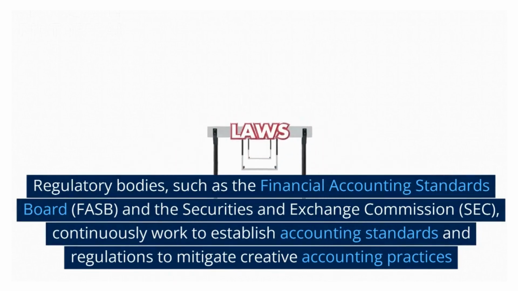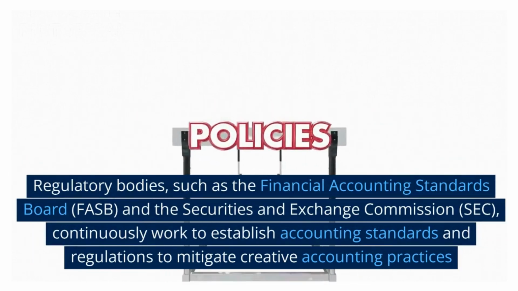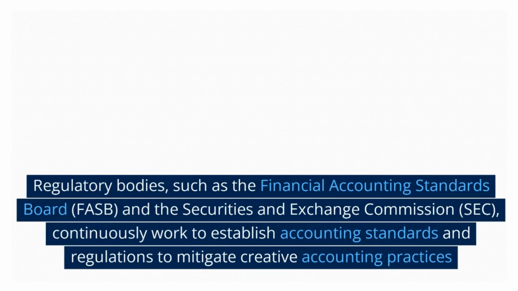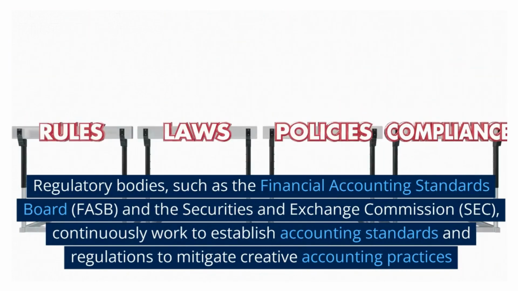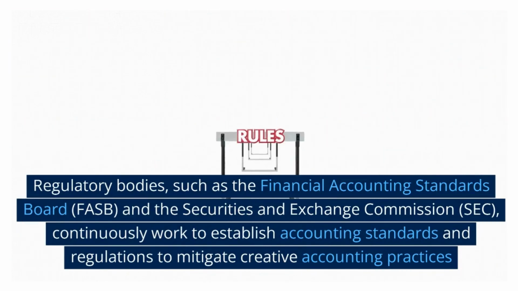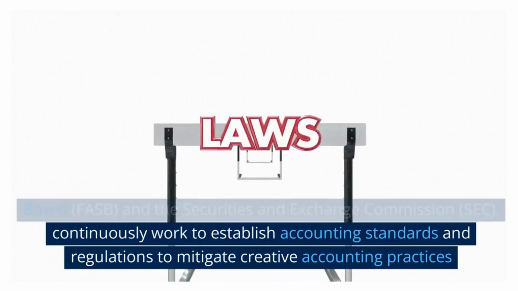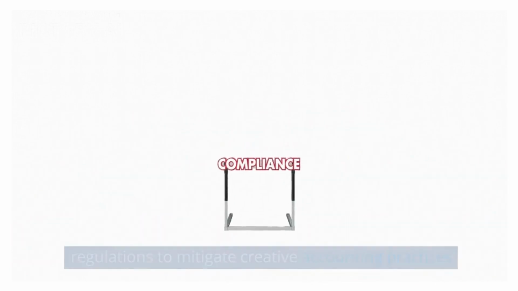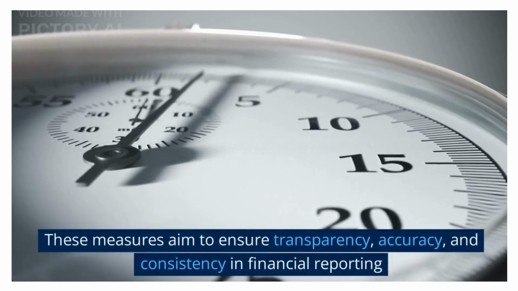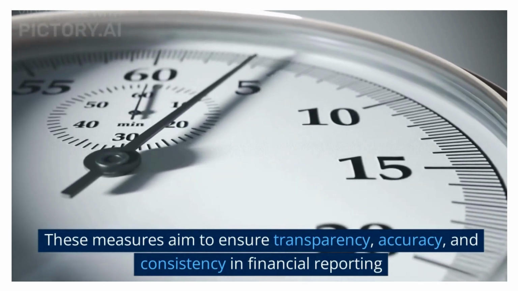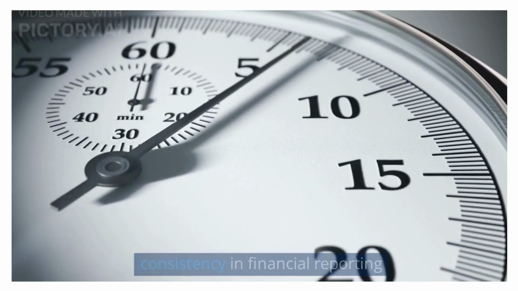Regulatory bodies, such as the Financial Accounting Standards Board, FASB, and the Securities and Exchange Commission, SEC, continuously work to establish accounting standards and regulations to mitigate creative accounting practices. These measures aim to ensure transparency, accuracy, and consistency in financial reporting.